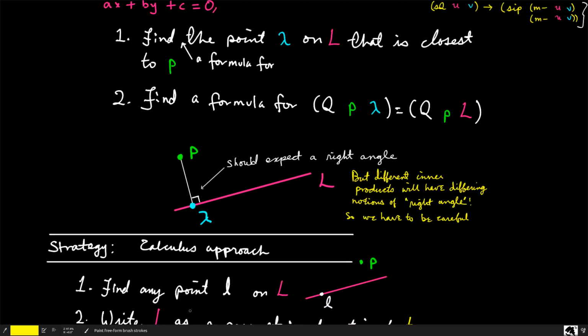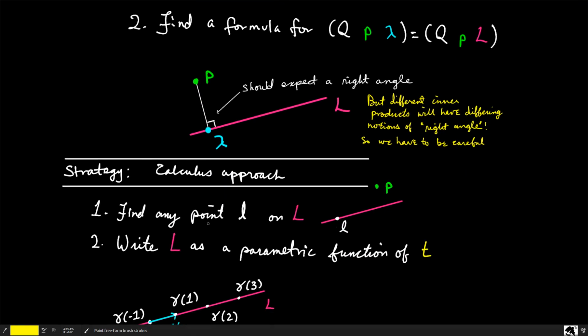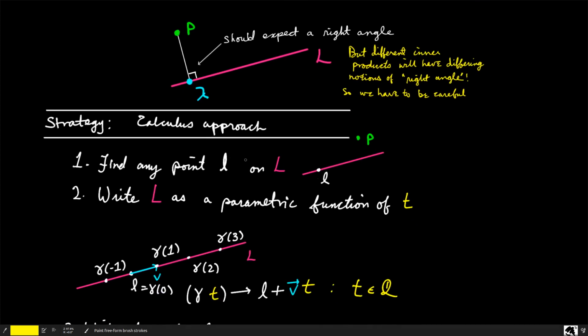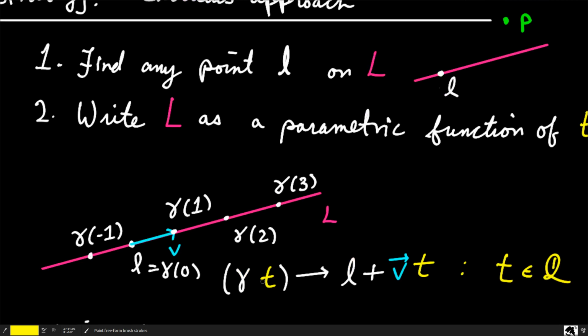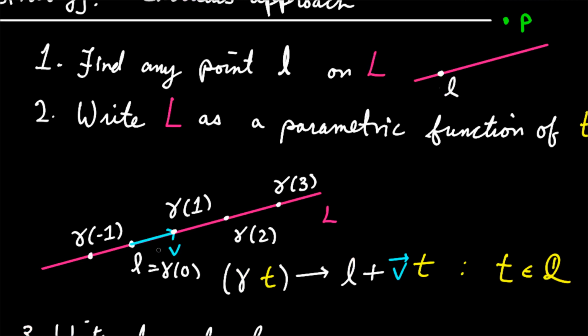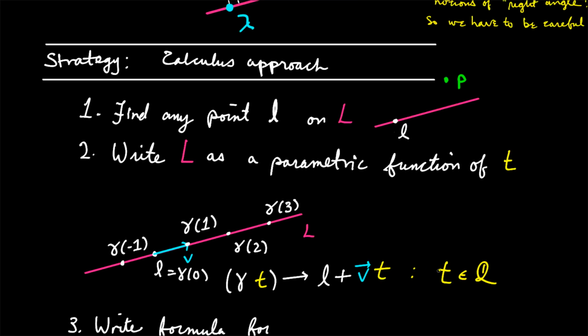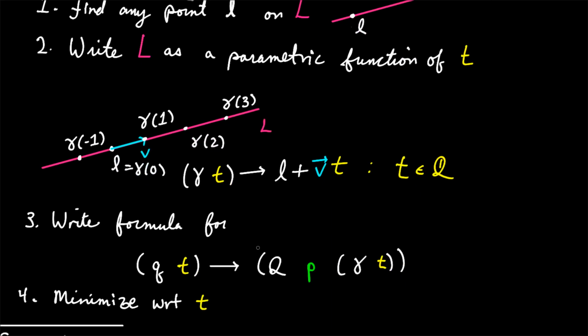So the strategy I'm just going to use is calculus, because that's the most straightforward and obvious way to solve this. You find any point little l on the line big L. You write L as a parametric function of some parameter t, which you can think of as time. So you pick l, that's gamma of 0. You write gamma of t as l plus vt, where v is a vector that is parallel to the line. And so gamma of 1 is this point, gamma of 2, you just add v again, gamma of 3 is up here, gamma of minus 1, you do minus v. And t is rational, not doing that real number nonsense.